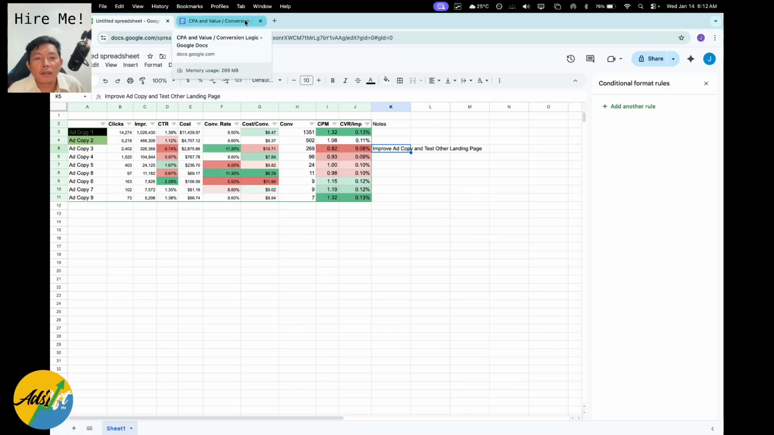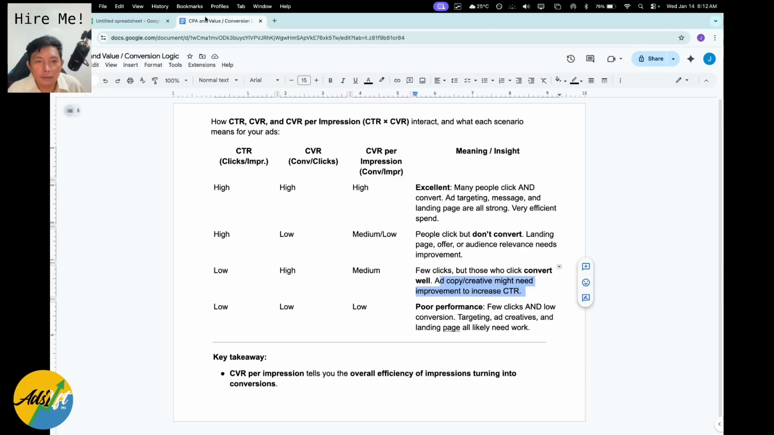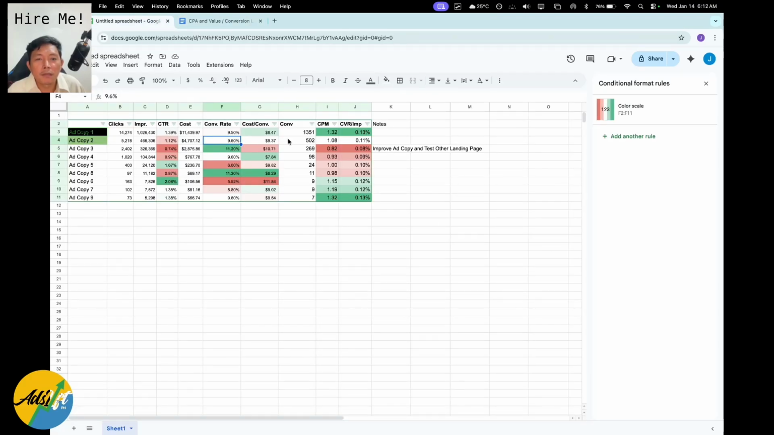And here low CTR, high conversion rate, this is still medium, but the conversions justified the results.